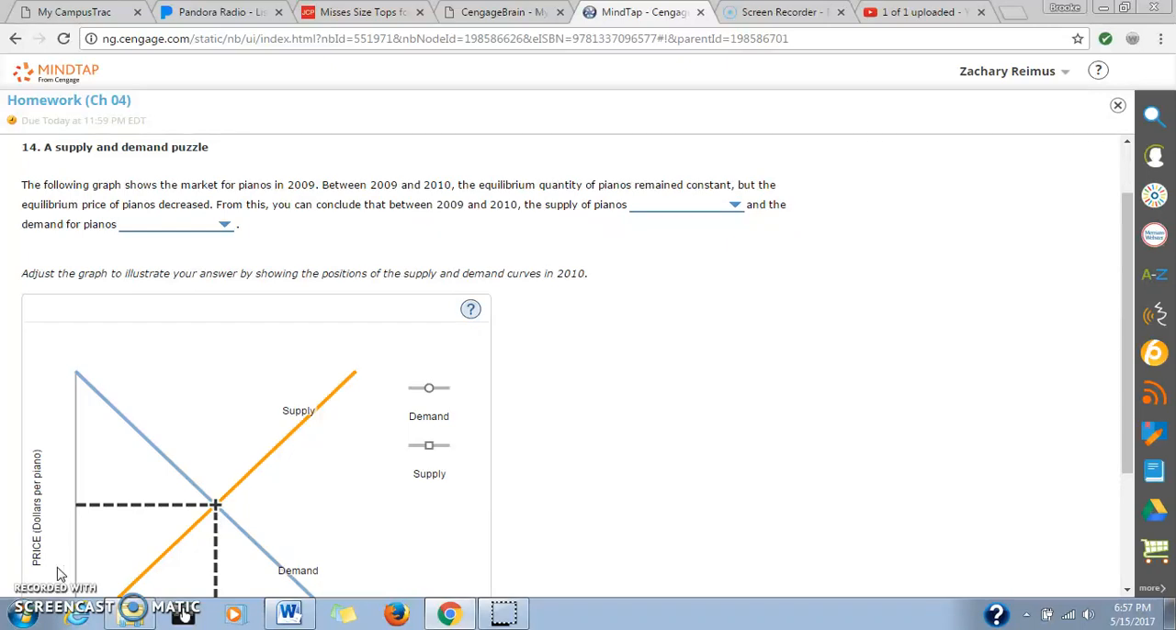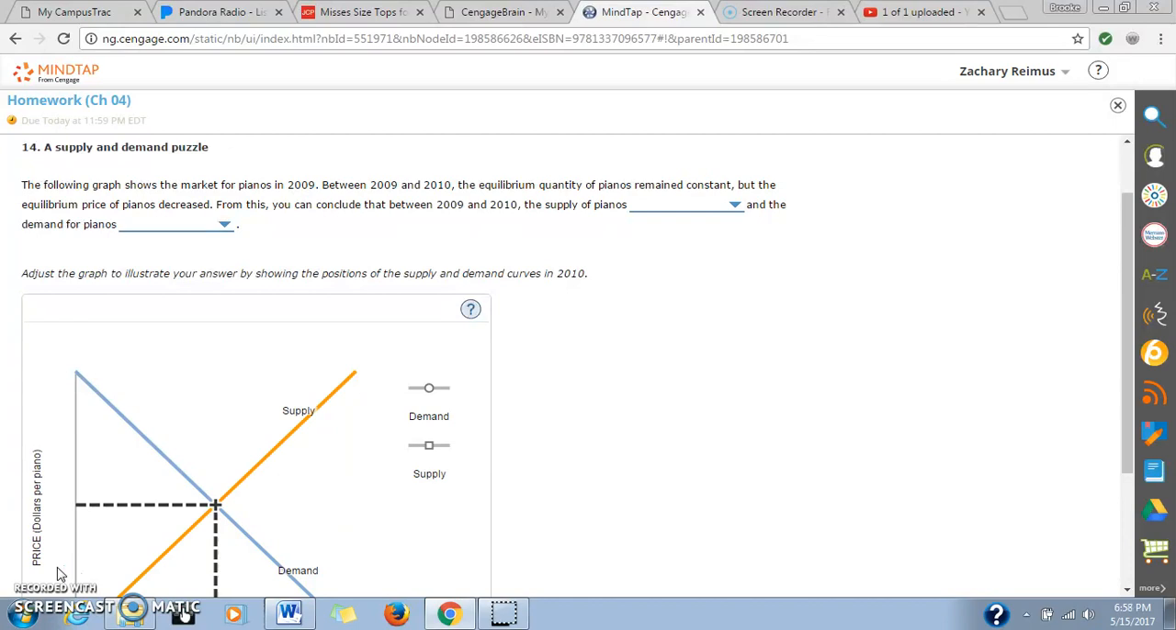Okay, so 14, a supply and demand puzzle. How fun. So the graph shows the market of pianos in 2009. Between 2009 and 10, the equilibrium quantity of pianos remains constant, but the equilibrium price of pianos decreased. From this you can conclude what and what.